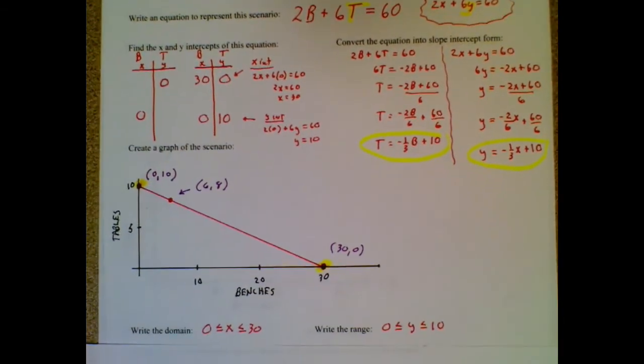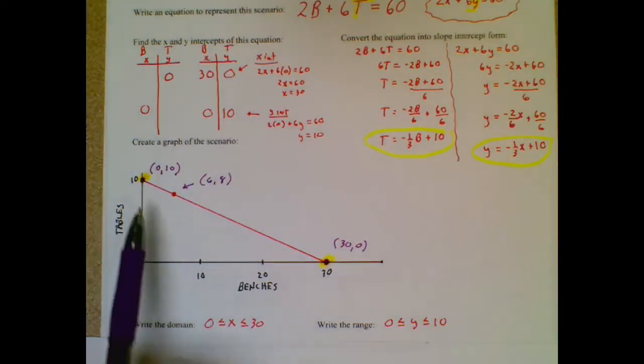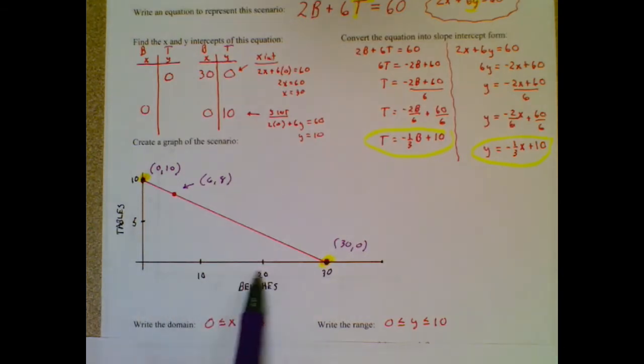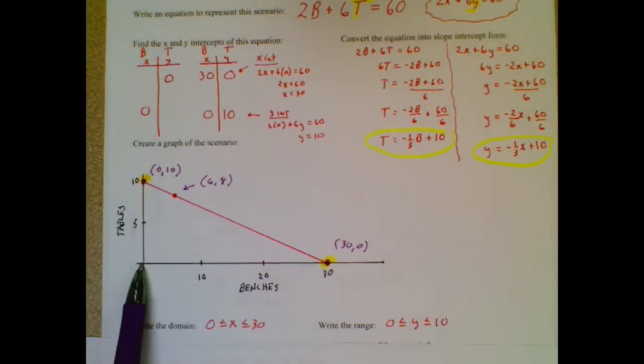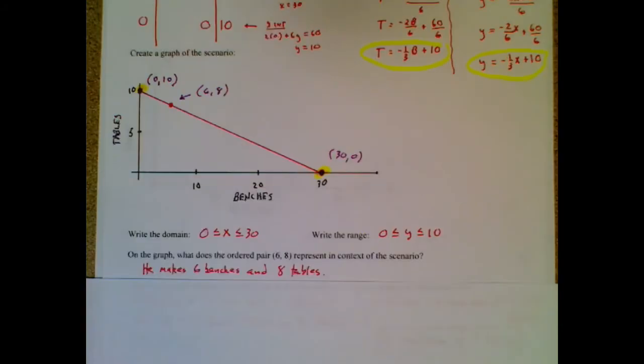And in fact, finding a domain and a range is also review stuff. This graph spans x values as small as 0 and up to 30, and the y values go as small as 0 and up to 10. So we're writing the domain and range just like normal.